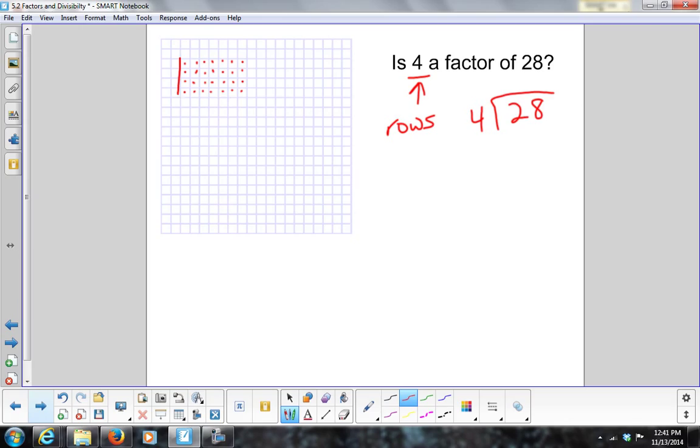Okay, so how do I know then that 4 is a factor of 28? I drew the square. It's a complete square. There's no one colored in over here and not the others. It is complete. So that means it is even. I can also divide. 4 goes into 28 7 times. So 4 times 7 is 28. And I have 0 left over.